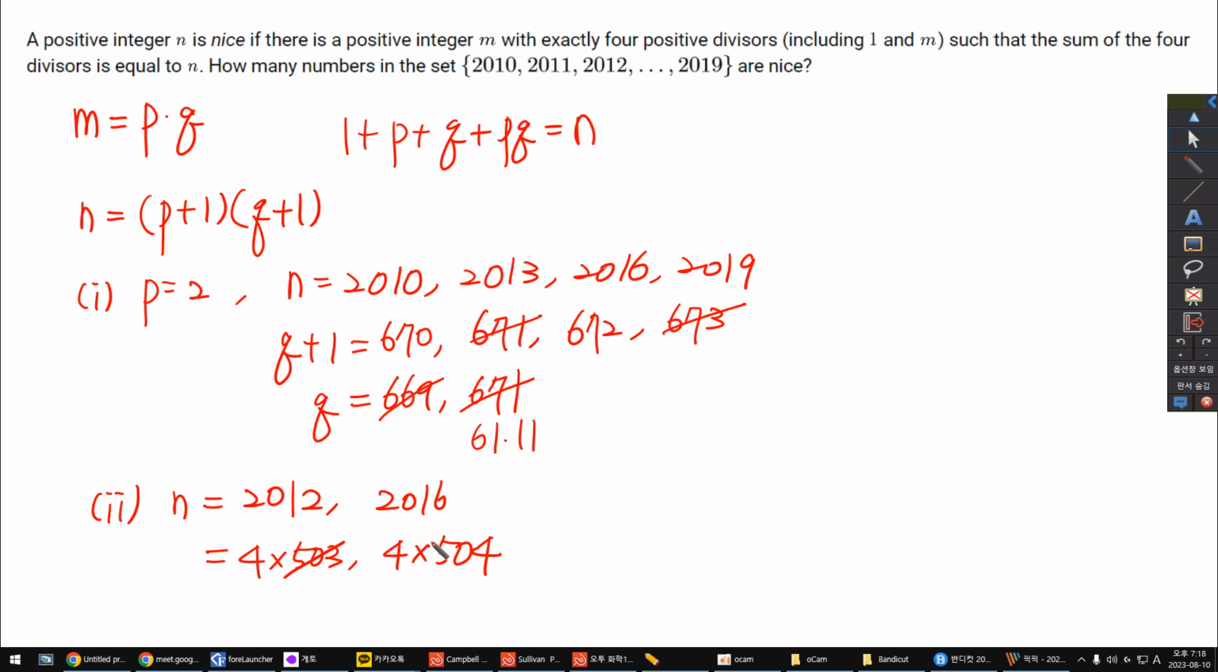And for the second case, once again, let's say P is 3, so P plus 1 is 4. That means Q plus 1 is 504. So in such case, Q should be 503. So is the number 503 a prime?